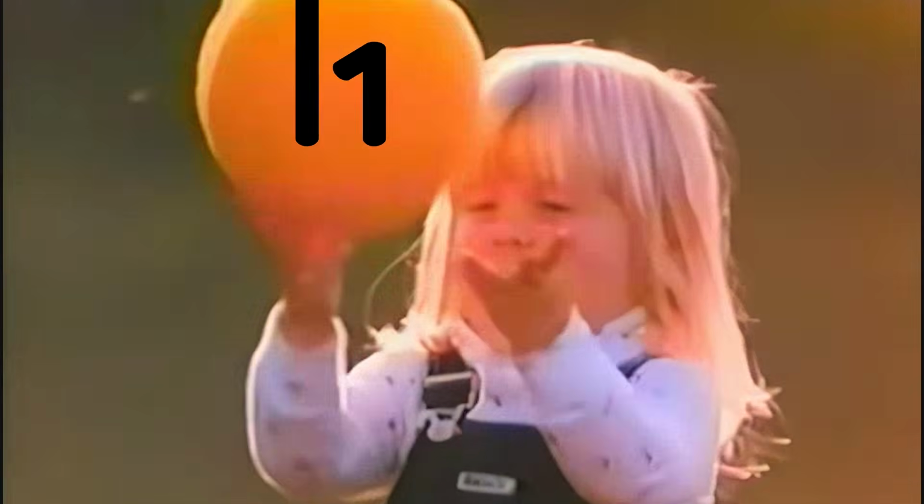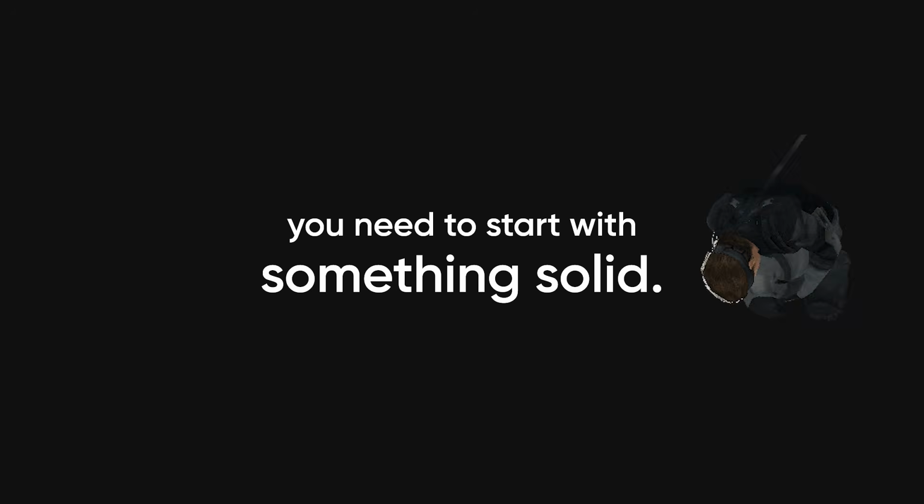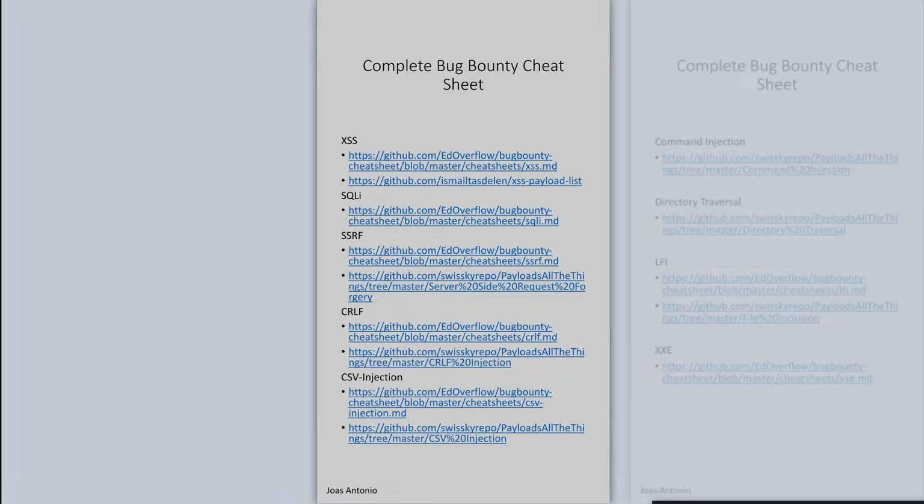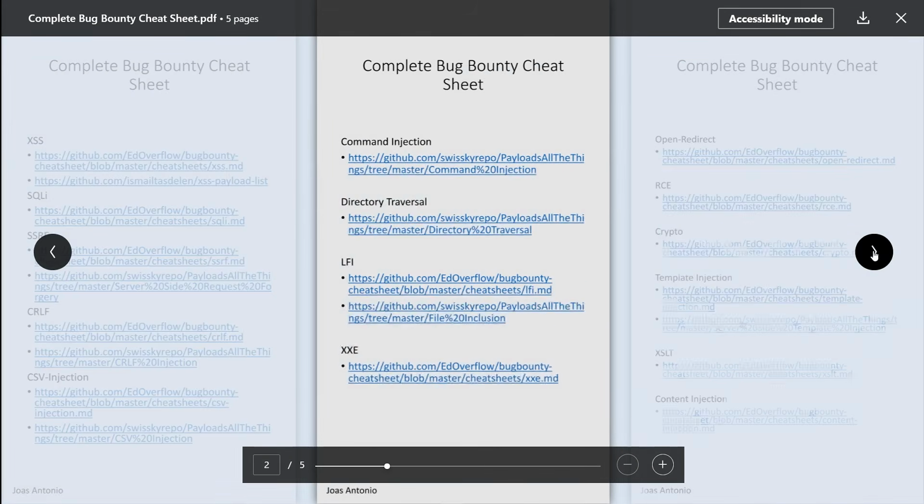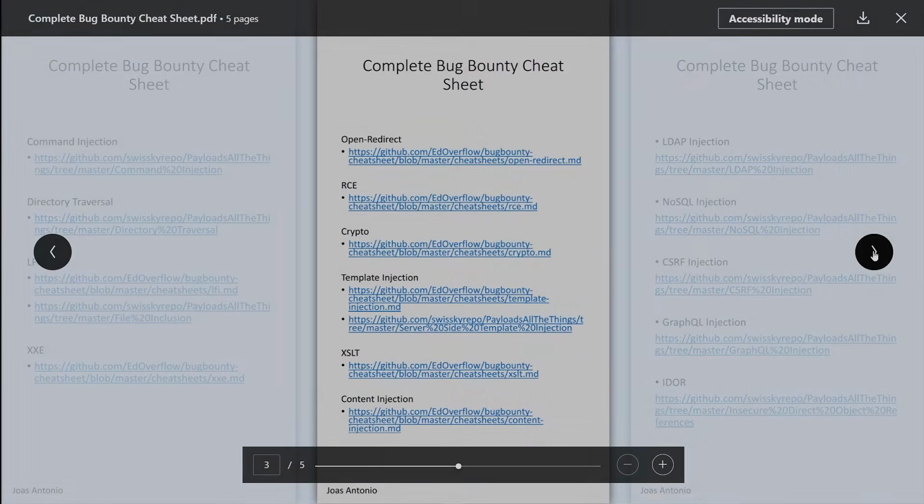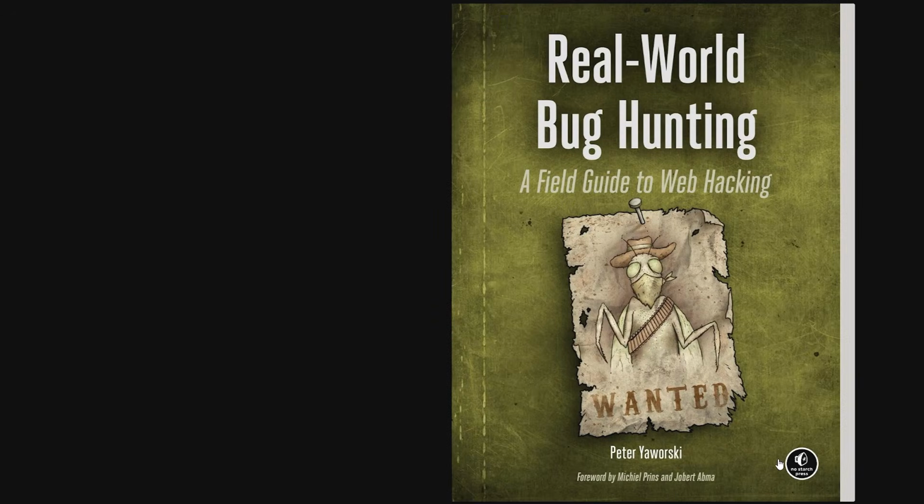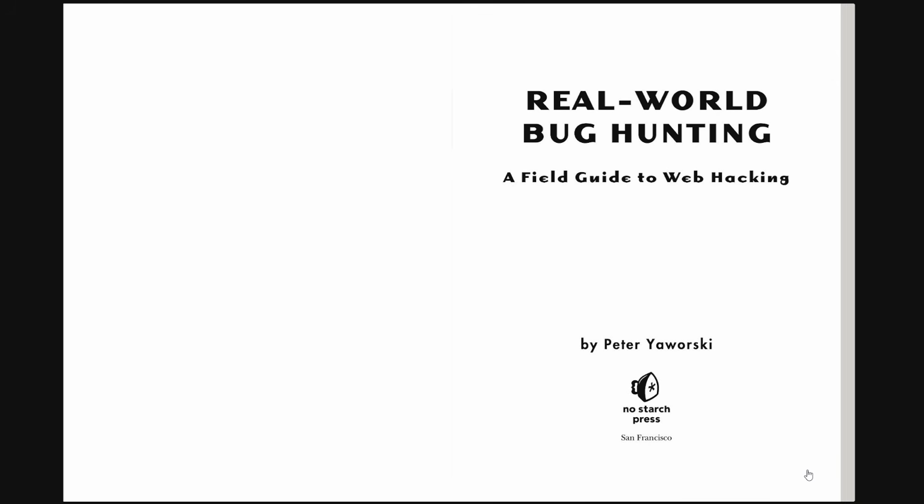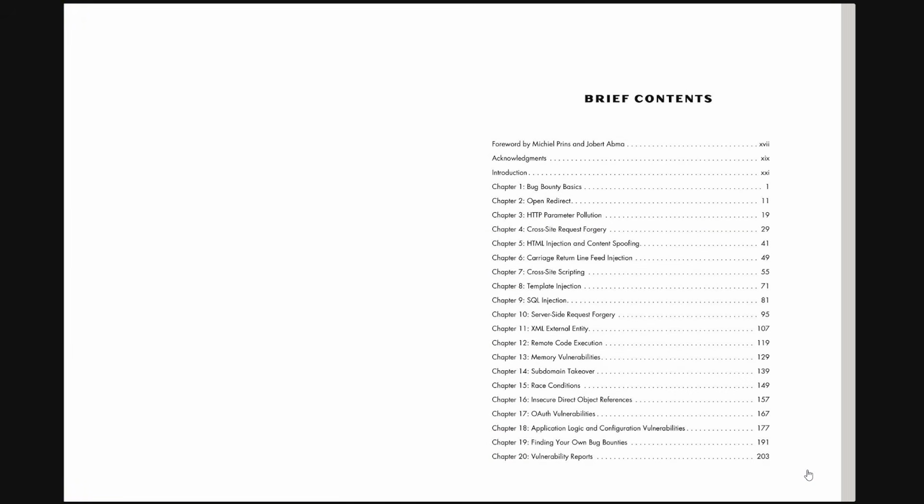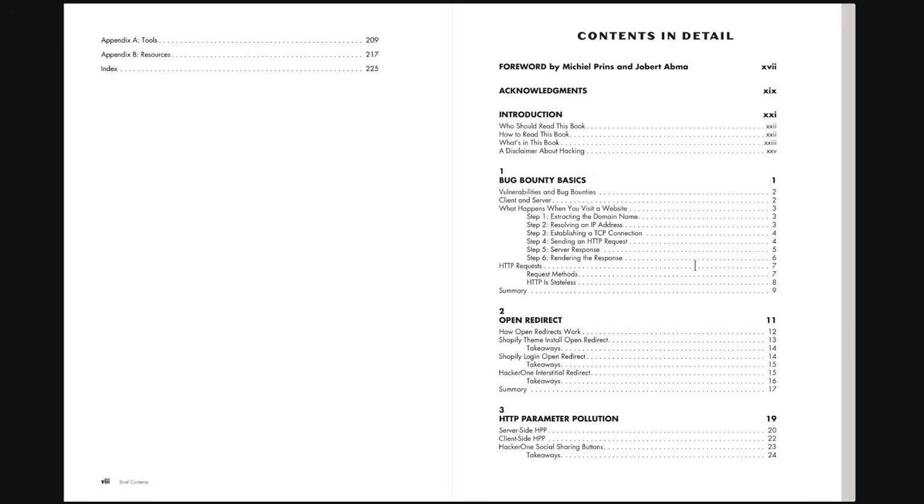That's life. But before you even touch those platforms, you need to start with something solid. And no, I don't mean another random complete bug bounty guide PDF from 2018 that still says to use Nikto. I mean this book, Real-World Bug Hunting by Peter Yaworski. This book is a cheat code. It walks you through real bug bounty reports with actual write-ups, actual payout amounts, and actual hacker logic. It's not one of those theory-heavy textbooks that reads like it was written by a bored compiler. It's like a storybook for hackers.